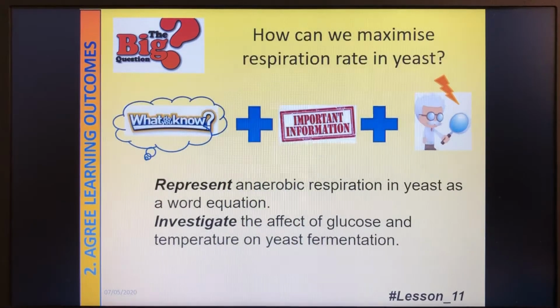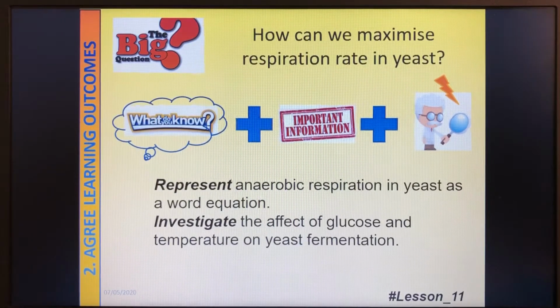Now today we're going to use the modelling software again, so I'll give you the link to that in the Show My Homework post. I'm also going to collect some data myself and do the graphs as I have done before, so you can use my data or you can use the program. So how can we maximise respiration rate in yeast?